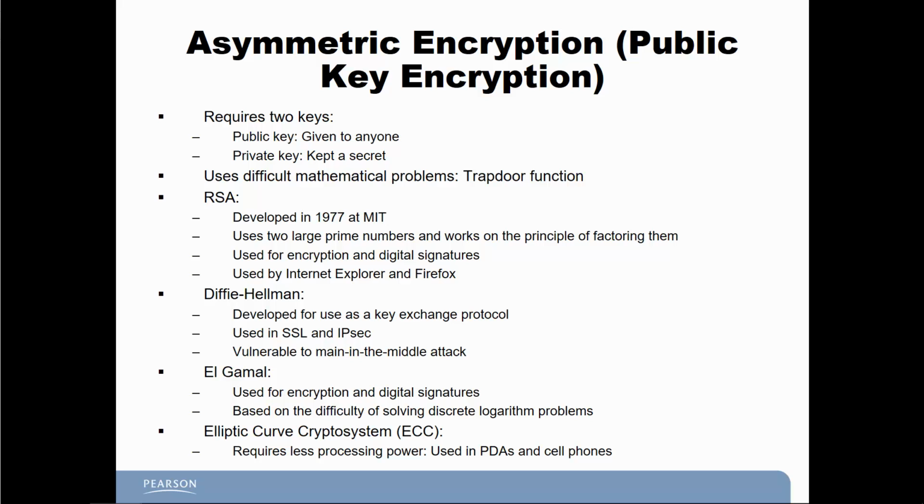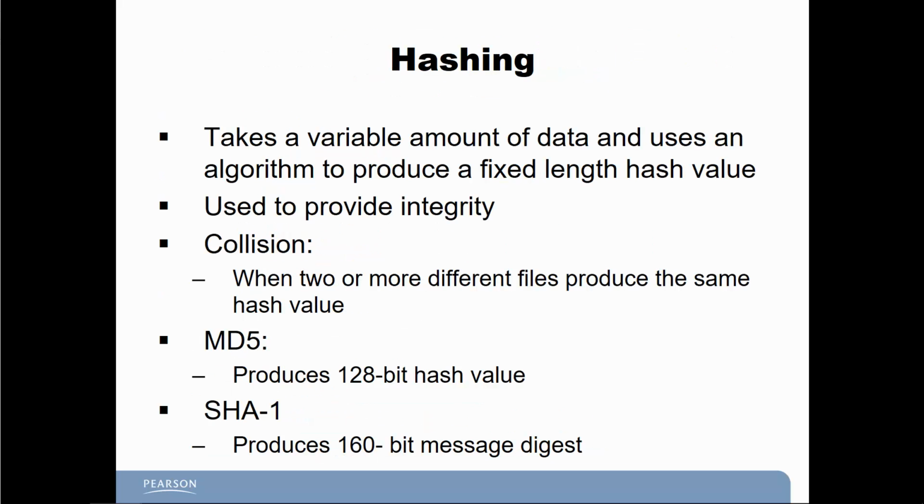So let's talk about hashing. Hashing takes a variable amount of data and uses an algorithm to produce a fixed length hash value. For example, your password. It'll run an algorithm against your password, and it will hash it to something that's unreadable, at least to us. But the algorithm can always reproduce it, so it can go from your password to the hashed value if you run the algorithm. It's used to provide integrity, verifying that nothing was changed in transit.